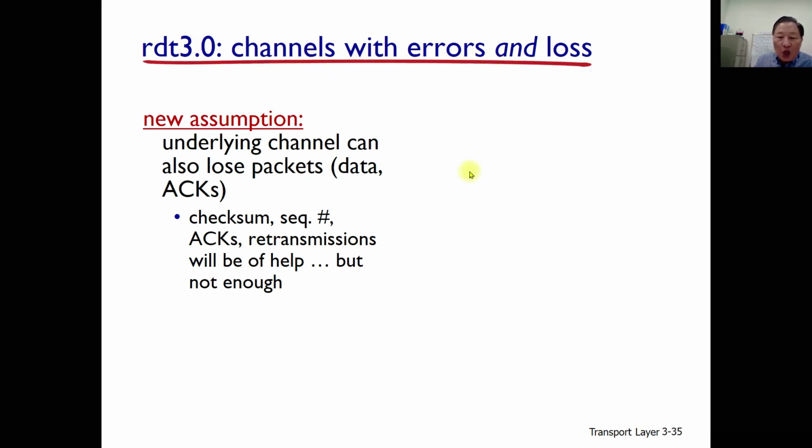Channels with errors and loss. New assumption: we are considering a more realistic situation. The underlying channel can also lose packets. That is a more realistic situation. Data or acknowledgement, anyone can be lost. Thus, we are using checksum, sequence number, acknowledgements, and if there is something wrong, the sender should retransmit. But still, we should consider something more.